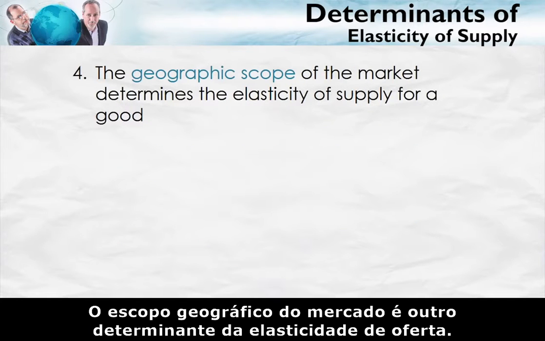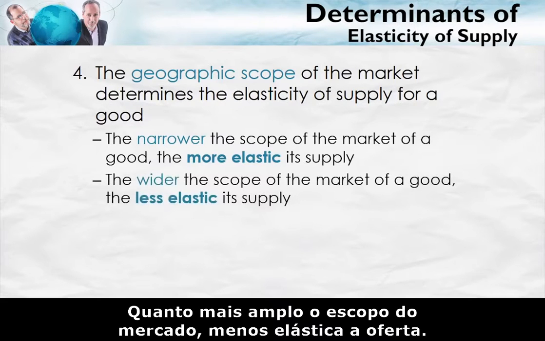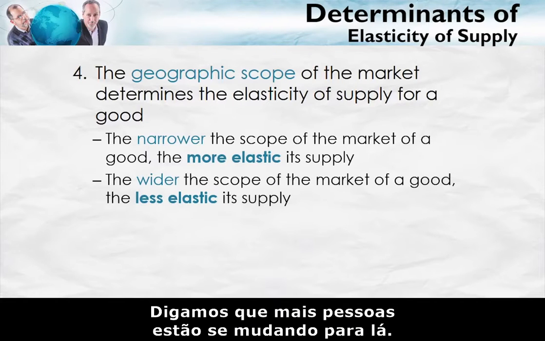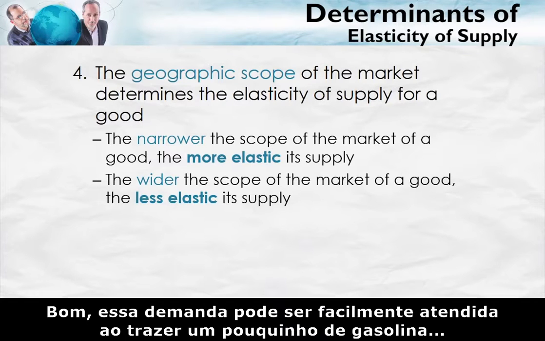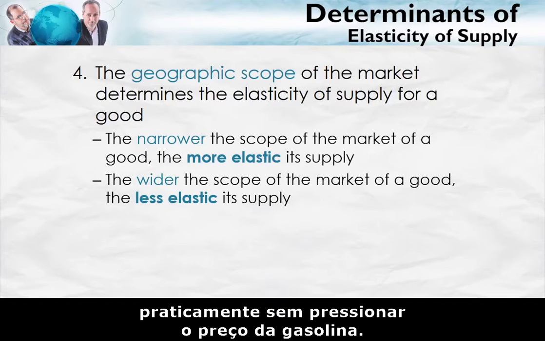The geographic scope of the market is another determinant of the elasticity of supply. In particular, the narrower the scope of the market, the more elastic the supply. The wider the scope of the market, the less elastic the supply. For example, suppose that the demand for gasoline increases in Washington, D.C. Say more people are moving to the D.C. region. Well, that demand can easily be supplied by taking a little bit of gasoline from elsewhere in the country, and we can increase the supply of gasoline in Washington, D.C. very easily without pushing up the price of gasoline hardly at all.